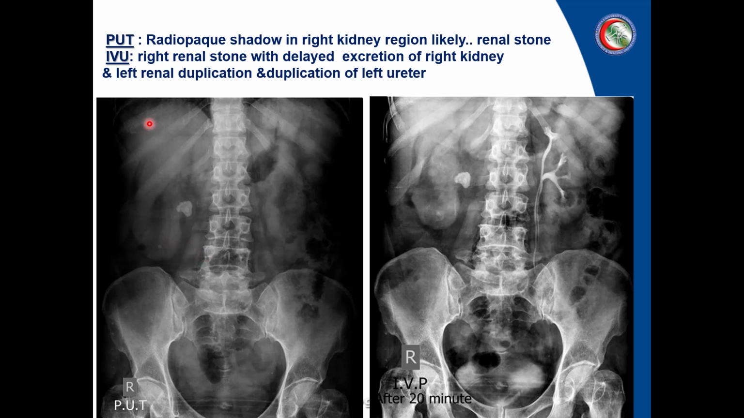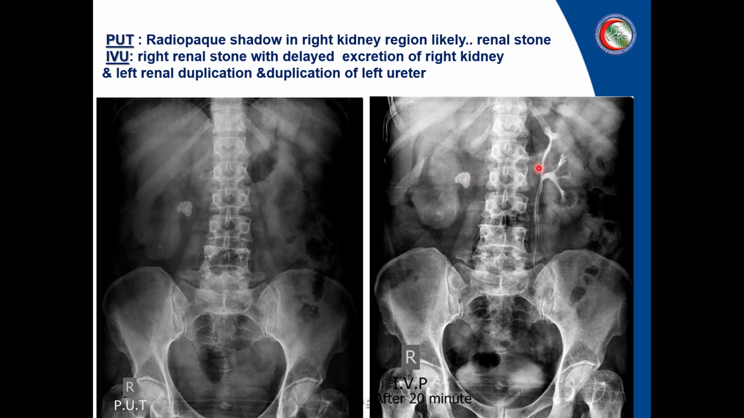Another one, this is a PUT, and this is IVU. As we can see the pelvicalyceal system here. In PUT there is a dense or radio-opaque shadow in the region of the right kidney, likely to be a renal stone. In IVU, after 20 minutes of injection of IV contrast medium, there is a stone also in the region of the right kidney with delayed excretion, which occurs in cases of renal obstruction by stones or calculi.